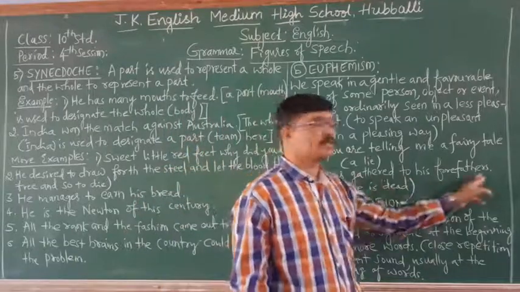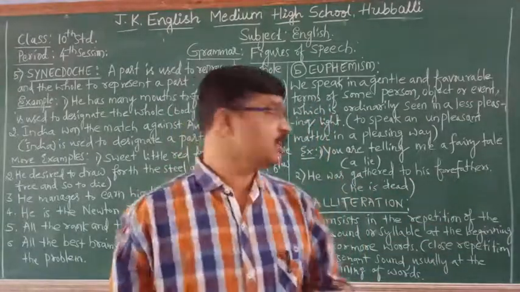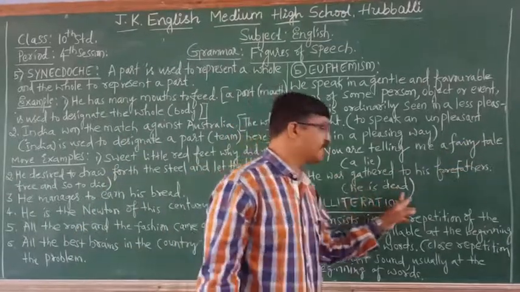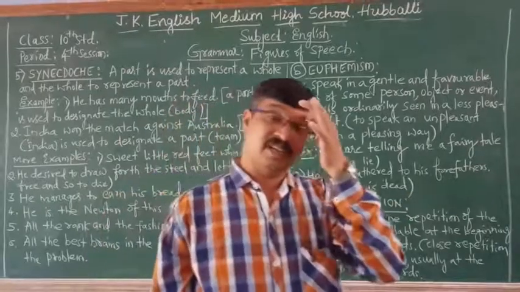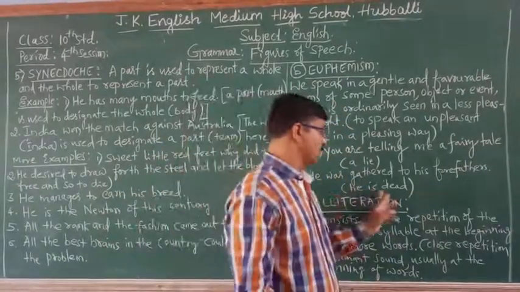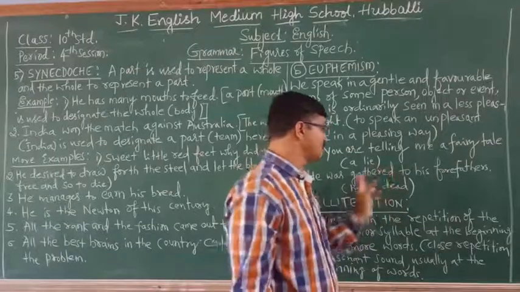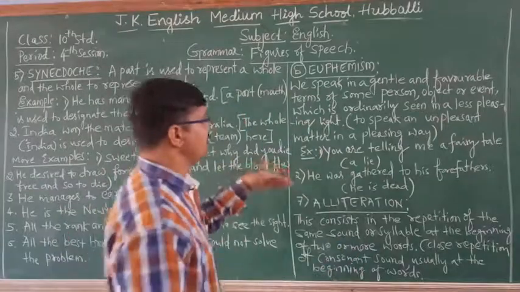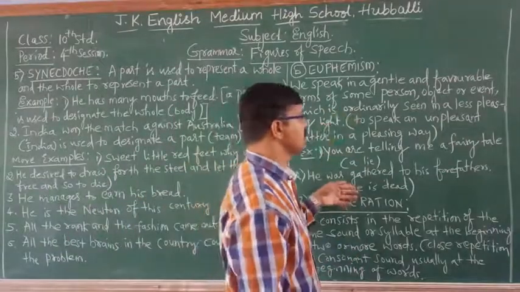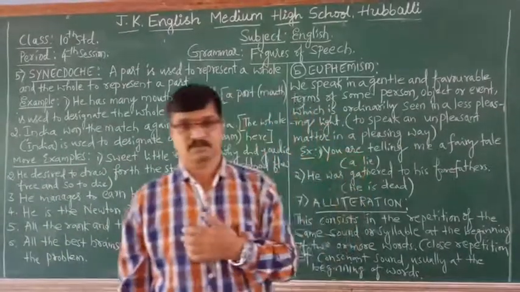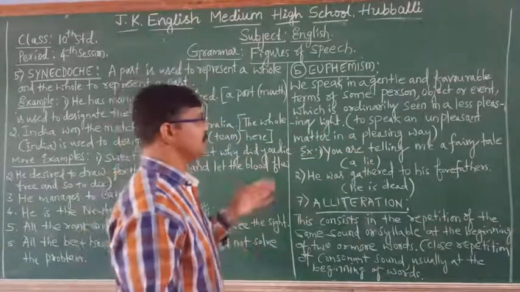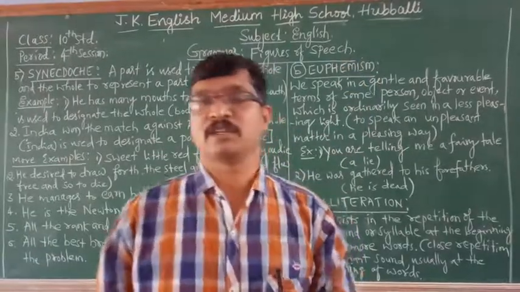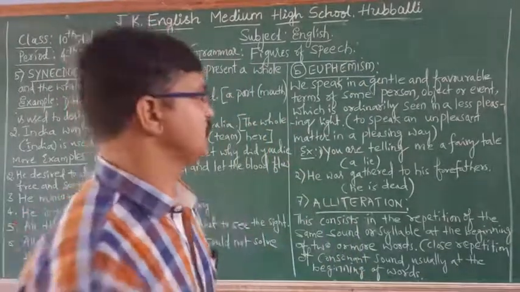Next, another example. He was gathered to his forefathers. He was gathered to his forefathers means he is dead. So that deathness is represented in another way, that is, he gathered his forefathers. So if we come across this type of sentences where an unpleasant matter is said in a pleasing way, that is called euphemism in figures of speech. Okay, that is the part of figures of speech.